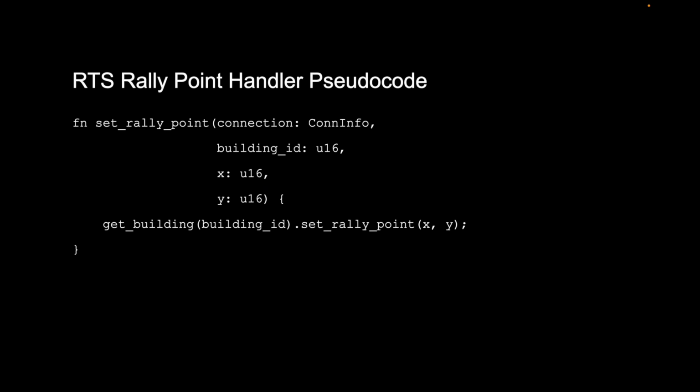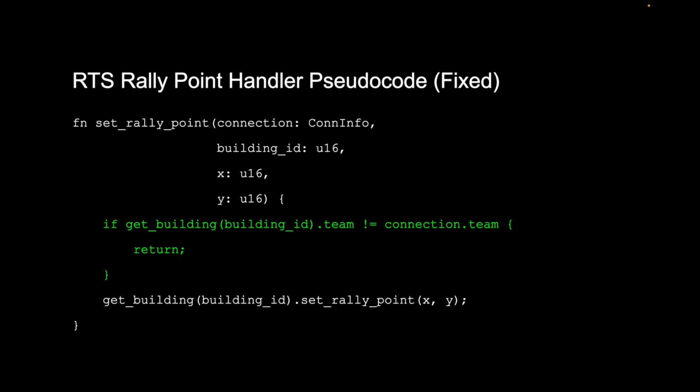The handler on the server side looks something along the lines of this pseudocode. Essentially, when a building is passed in, it gets the building, sets the rally point, and doesn't consider that the building might not be on the correct team. And so a correct solution would look something like this. In this case, we check the team of the building to make sure that it's equivalent to the one that actually issued the order. Otherwise, it bails out.